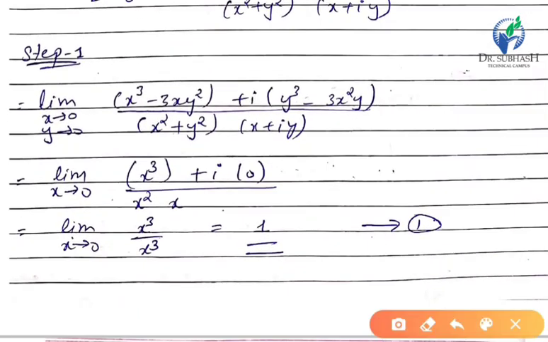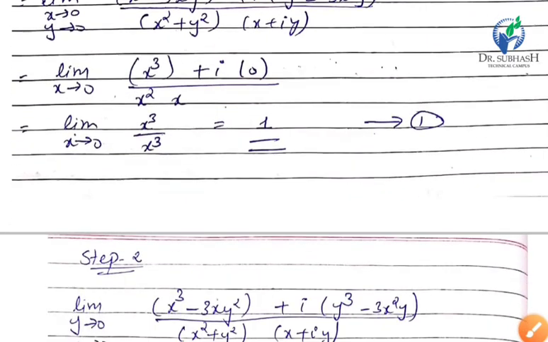Step 1. First I take x tends to 0, then y tends to 0. First I will put y equal to 0 in this equation. I will get x cube plus i0 upon x square into x. What I have done is I have kept y equal to 0. So this x cube will get cancelled. I will get the limit as 1. So this is step 1.